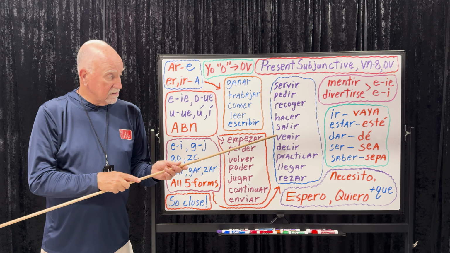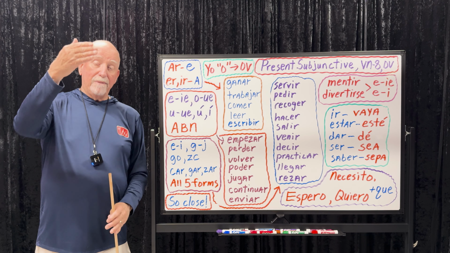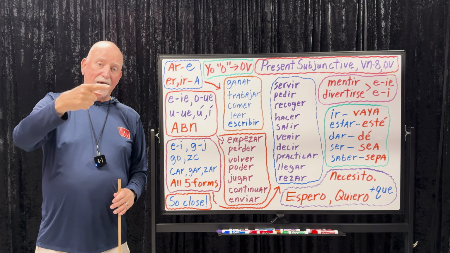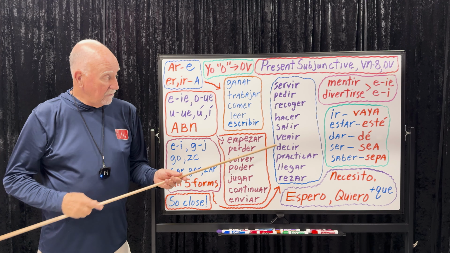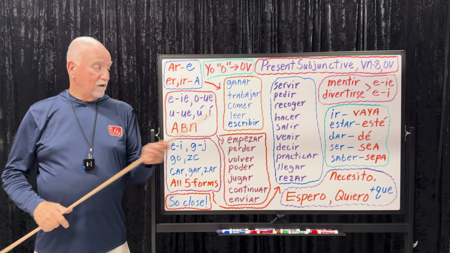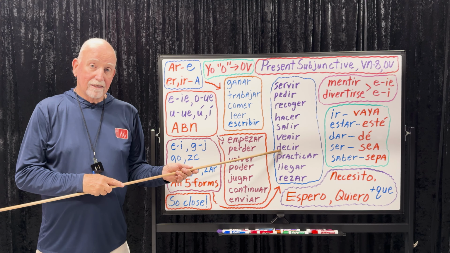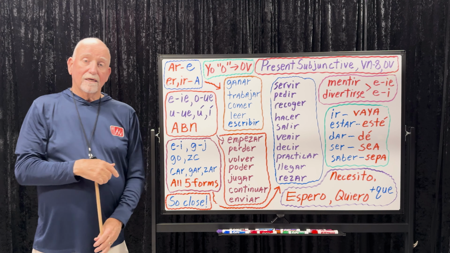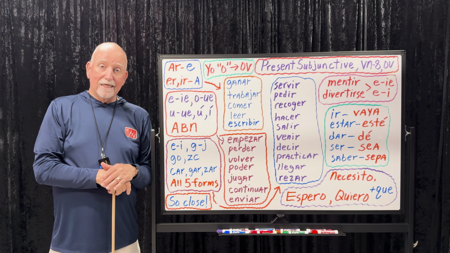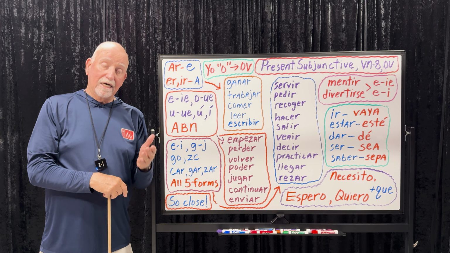Let's go with venir, to come. It's a go verb. Vengo, venga, vengas, venga, vengamos, vengan. Now we got decir. It's another go verb, but that goes E to I. So it's like this. Digo, D-I-G-O, put the A on it. Get rid of the O. Diga, digas, diga, digamos, digan.